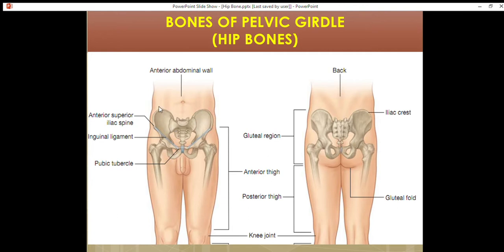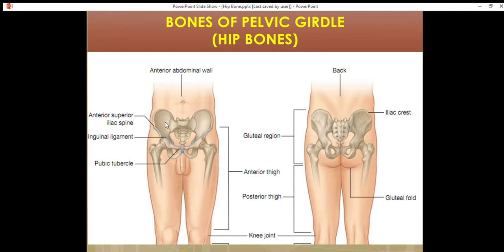The two hip bones are joined to each other anteriorly at pubic symphysis. Posteriorly, they are joined to sacrum through the sacroiliac joint, and then they are also connected to the vertebral column by this joint. Laterally on the outer surface, you can see that the femur, which is the bone of thigh, is joining the pelvic girdle on both sides and forming two hip joints.